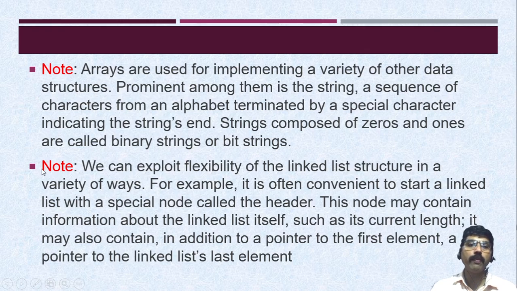One more note is here. We can create a linked list and give some more functionality to the linked list. That is called exploiting flexibility. It means we are giving some more function to the linked list by adding a special node at the top. That special node is called the header. This header node contains some information about the linked list, such as the number of nodes in the list, the first node pointer, and the pointer to the last node. Such information is stored in the header node.